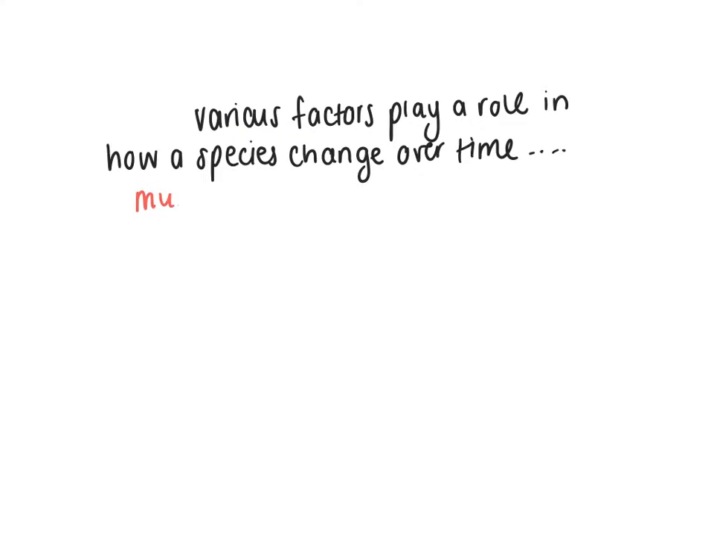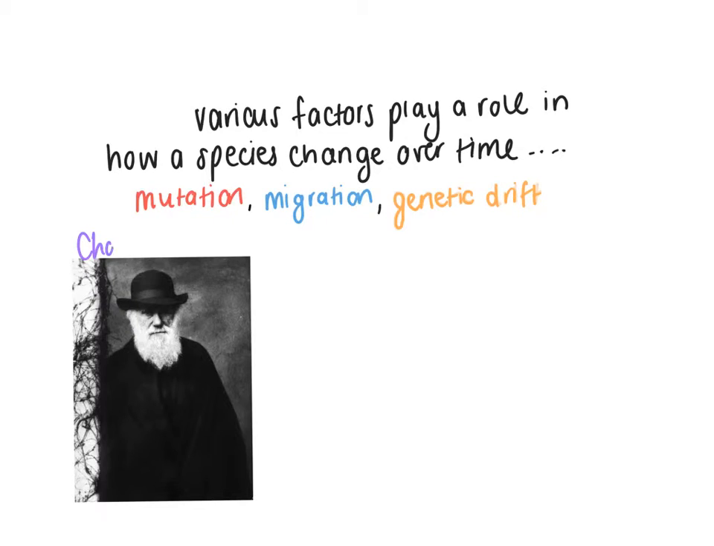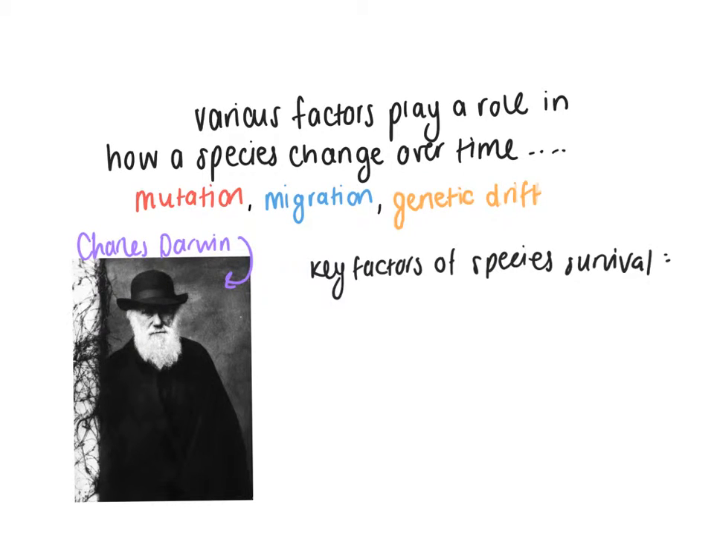Lots of factors play a role in how a species changes over time, including mutation, migration, and random changes in how frequently some alleles show up, a process known as genetic drift. But natural selection is the most powerful and most important cause of evolutionary change. It was Charles Darwin who first identified this process, with contributions from Alfred Wallace.